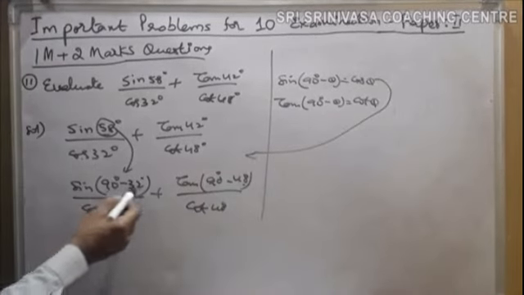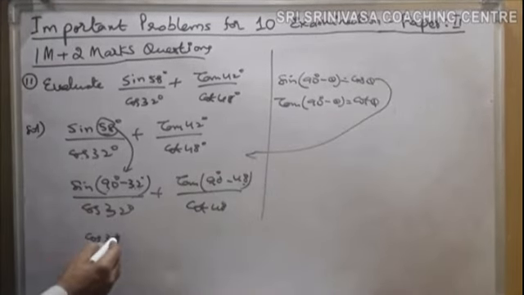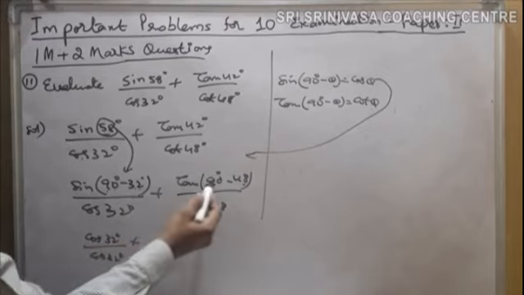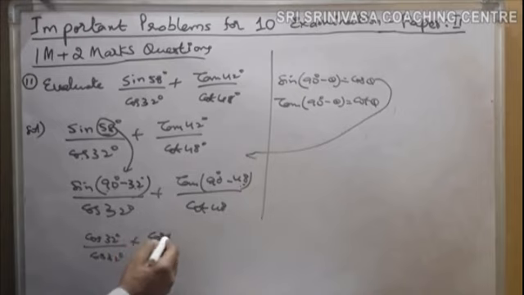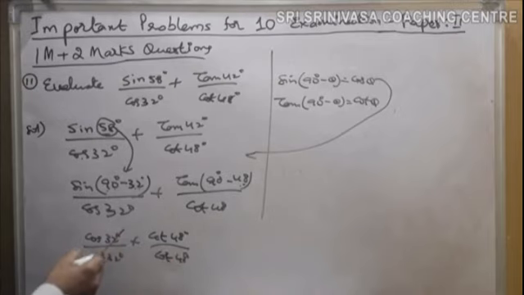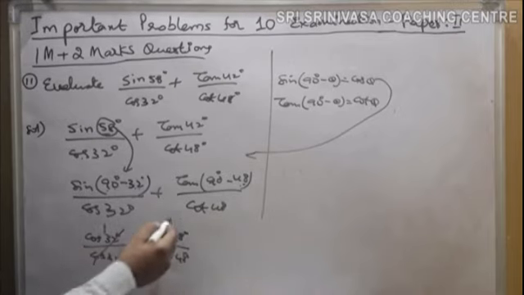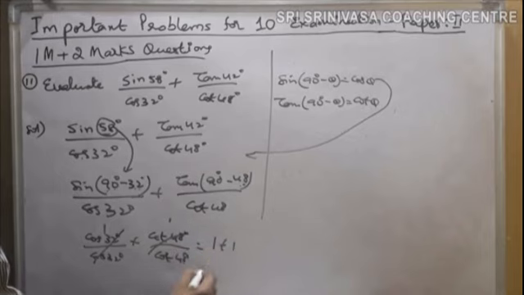So sin (90 minus theta) is cos theta, divided by cos theta, plus tan (90 minus theta) is cot theta, so cot 48 degrees by cot 48. This will get cancelled, we get 1 here. These two will get cancelled, we get 1 here. So 1 plus 1 is 2.